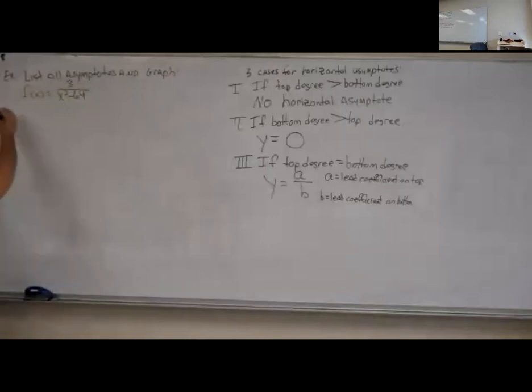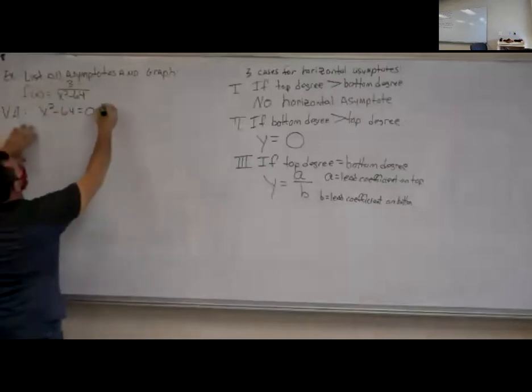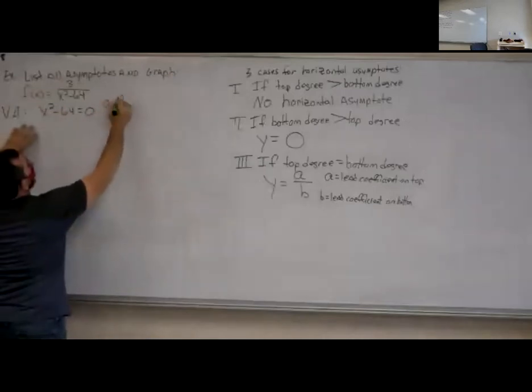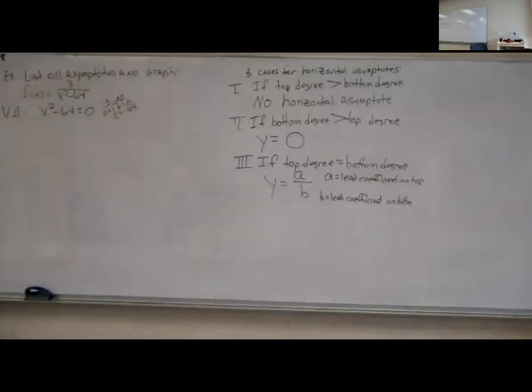All right, so first let's find our vertical asymptote. For the vertical asymptote, I'm going to set the bottom of this fraction equal to 0. So x squared minus 64, I'm going to set equal to 0. I'll factor this, but if you use the quadratic formula on this, a is 1, b is 0, c would be negative 64. Okay? All right, so let's solve this by factoring.